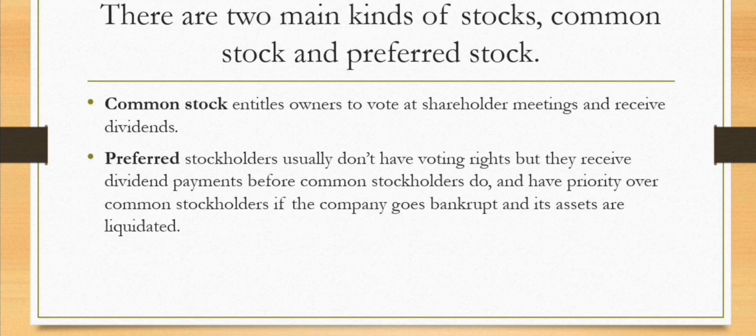Okay, so there are two main kinds of stocks, which are common stocks and preferred stocks. Common stock entitles owners to vote at shareholder meetings and receive dividends, while preferred stockholders usually don't have voting rights but they receive dividend payments before common stockholders do and have priority over common stockholders if the company goes bankrupt and its assets are liquidated. Both of these stocks share in the company's earnings as dividends.